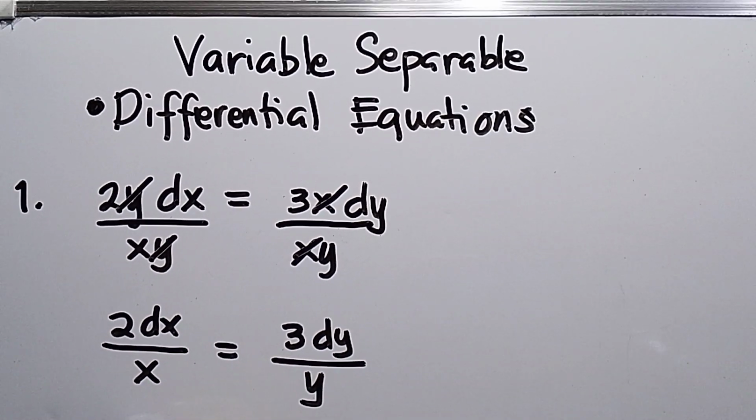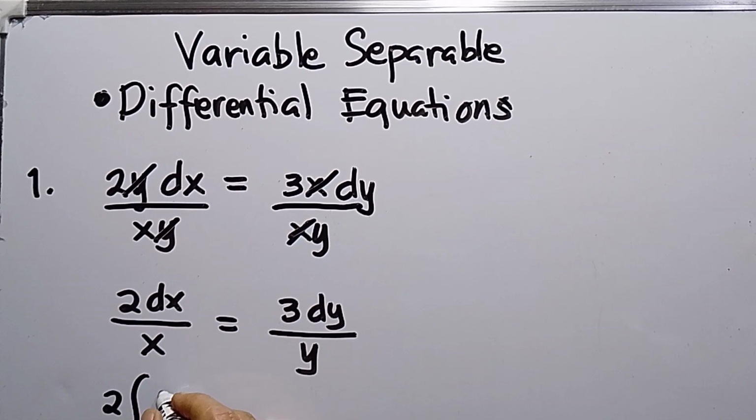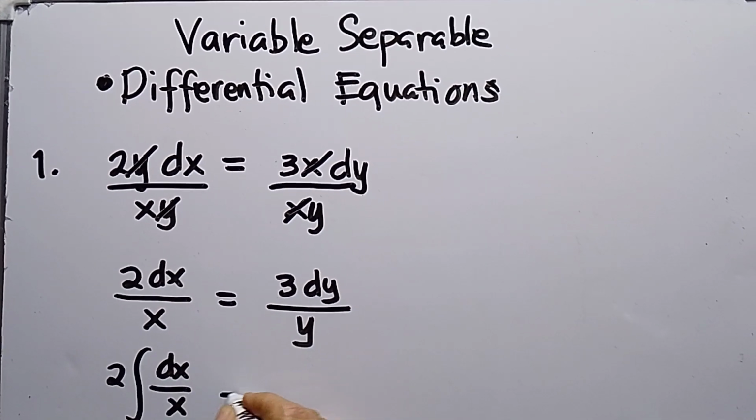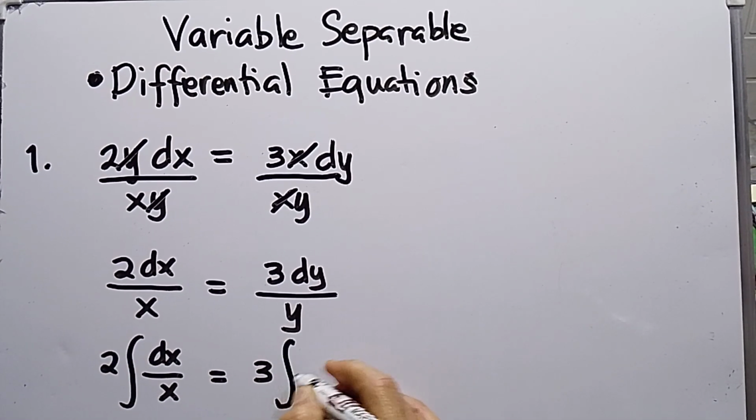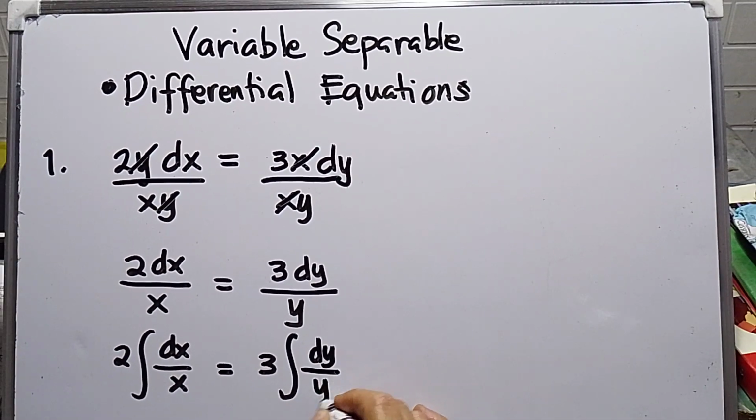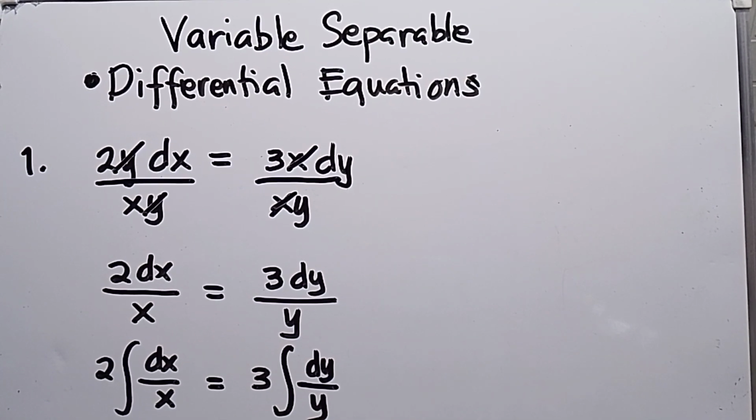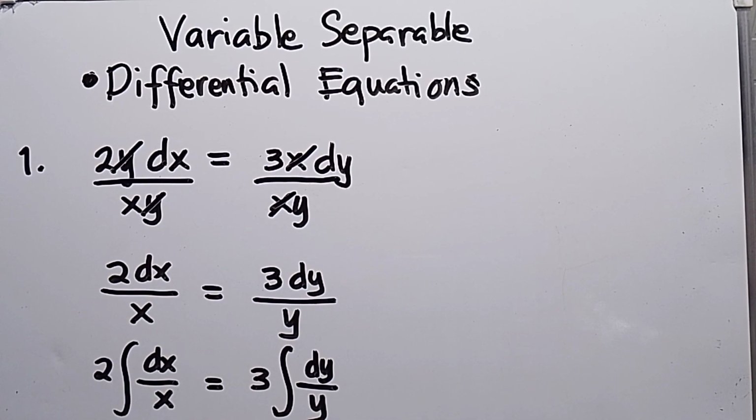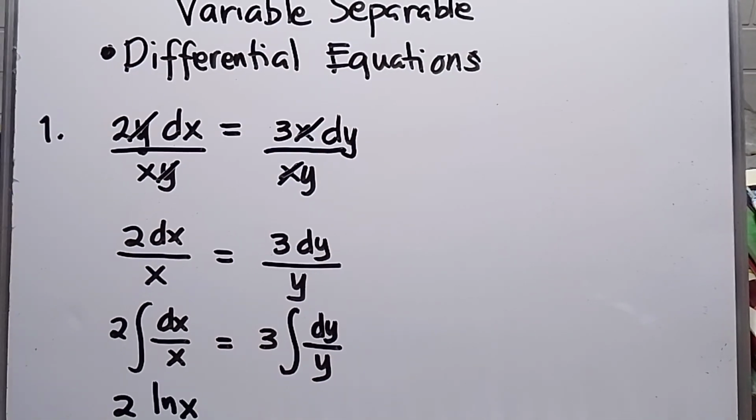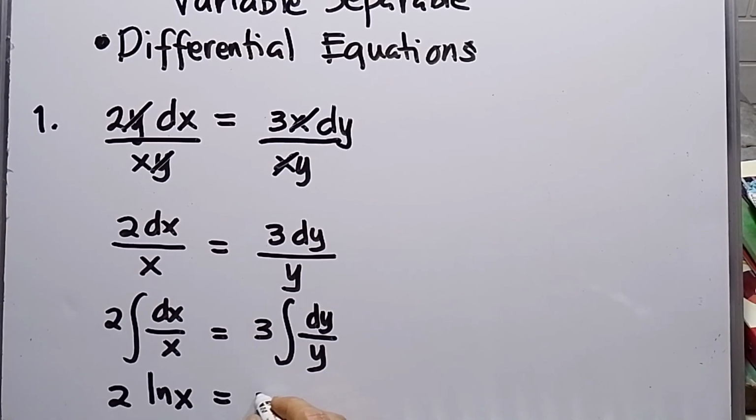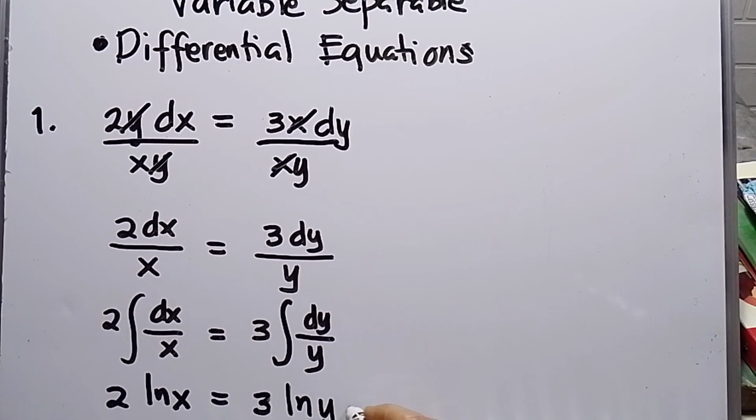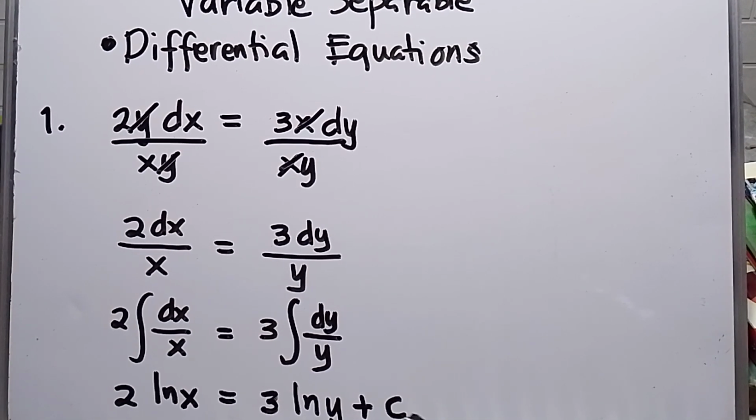So integrating both sides, this will be 2 integral of dx over x is equal to 3, because this is constant, so I need to separate integral of dy over y. Okay? As we study in differential equations and integrals, integral of dx over x will be 2 ln x. And then this will be equal to integral of dy over y, which will be 3 ln y plus c, the arbitrary constant.